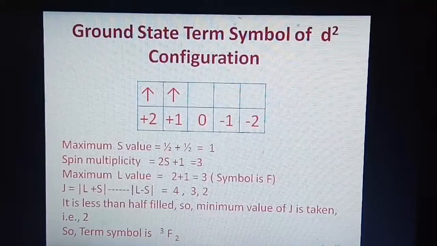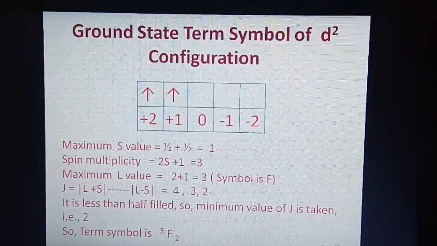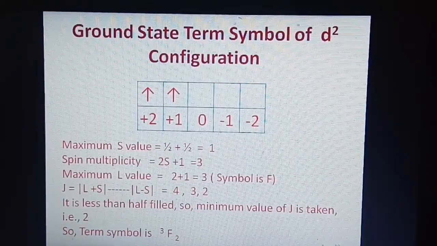Now further details of atomic term symbols will be discussed in the next part of the video.